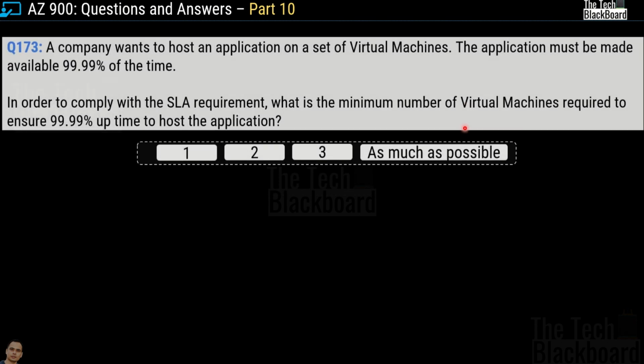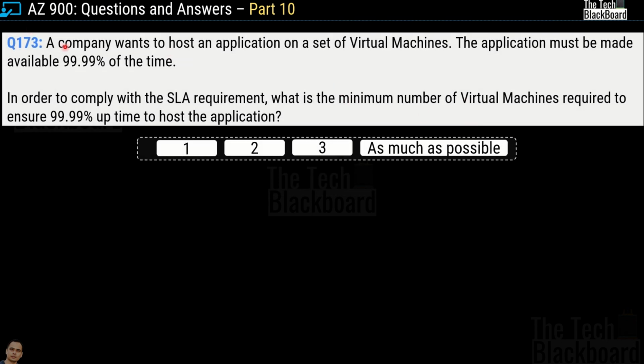Now let's move on to question number 173. It says a company wants to host an application on a set of virtual machines. The application must be made available 99.99% of the time. In order to comply with the SLA requirement, what is the minimum number of virtual machines required to ensure 99.99% uptime to host the application? And your options are 1, 2, 3, or as many as possible.